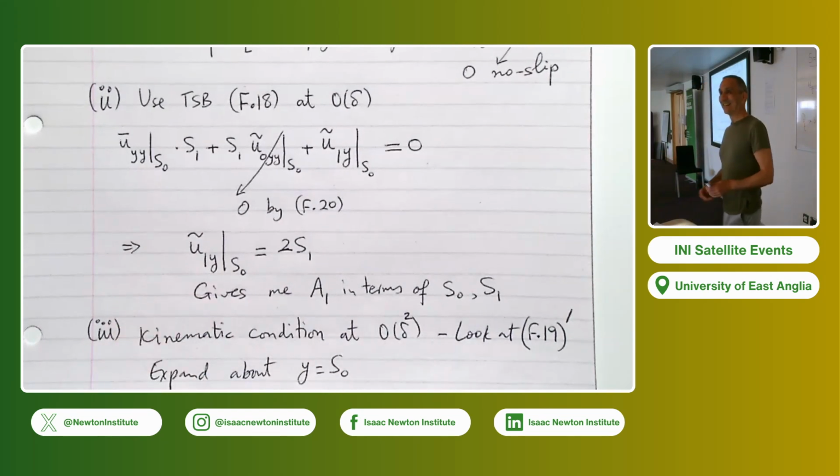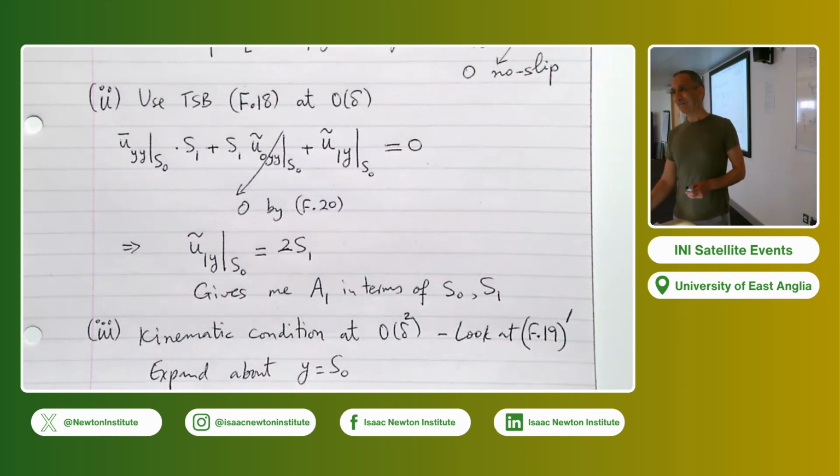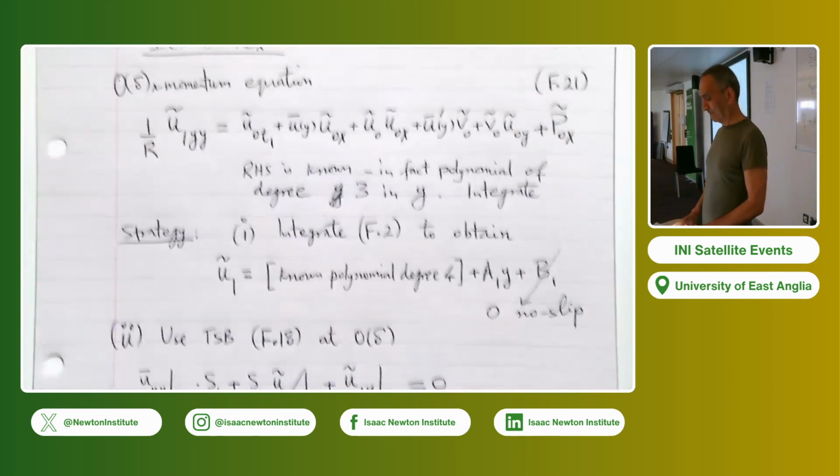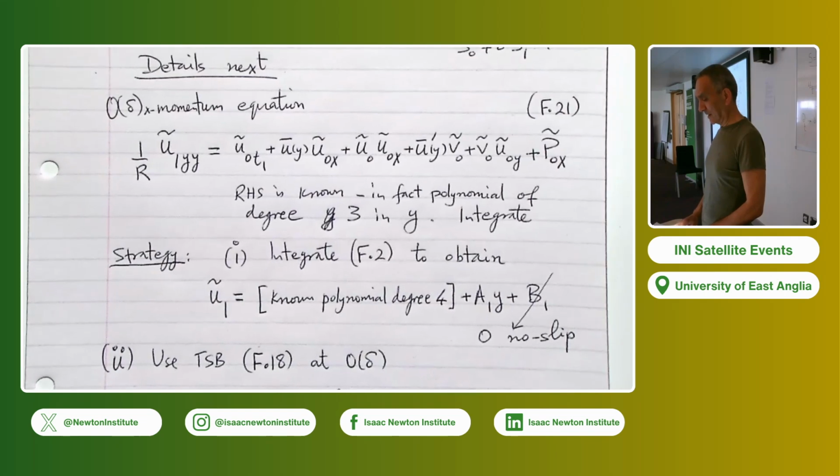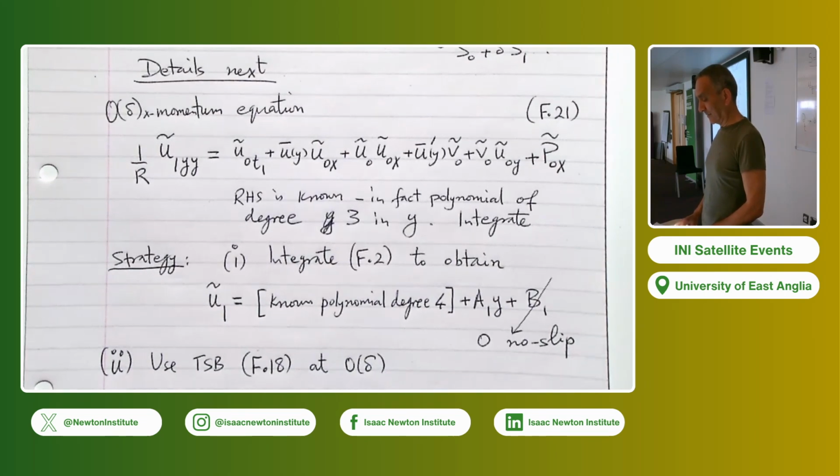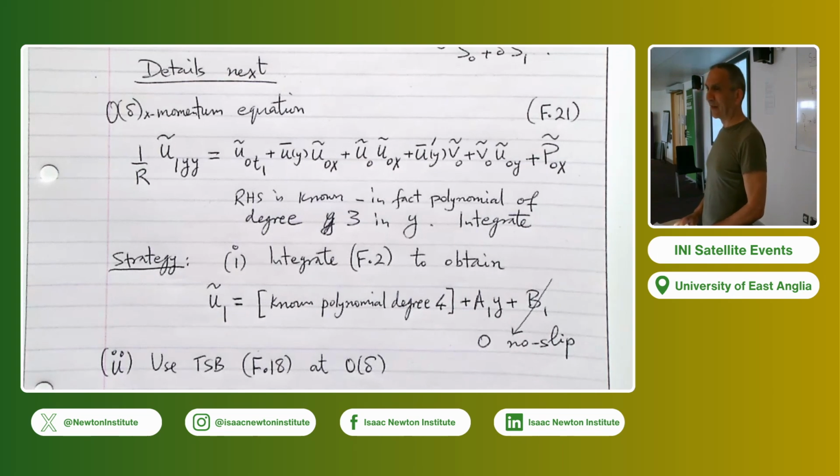Why is it degree 4? Would it not be 5? You had a polynomial of degree 3. Oh yeah, you're probably right. Okay, it's degree 5, yes. You're right, it's degree 5.